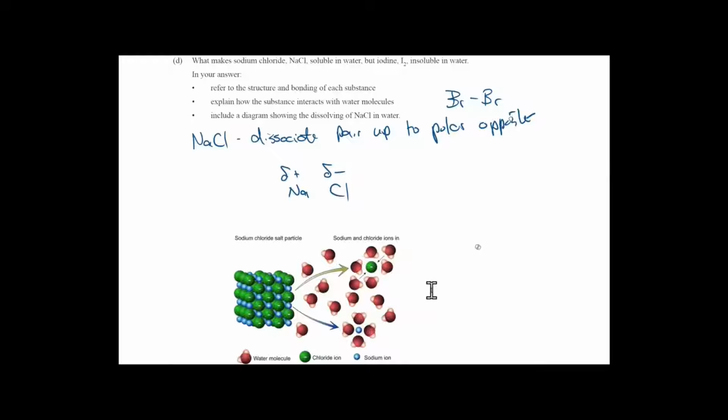Iodine is non-polar. It's just a diatomic molecule, so it's just iodine, iodine. It's probably not a single bond, but you get the picture. There's no electronegative end, and that's why. I included diagrams showing the dissolving. Oh, okay, I didn't read that, so I cut and pasted one. Explain how the substance interacts with water molecules. Done that. So these are not going to associate. There's no positive or negative end. It's not like with like, and that's how you probably answer that question.